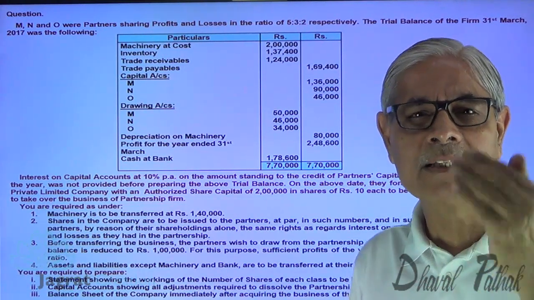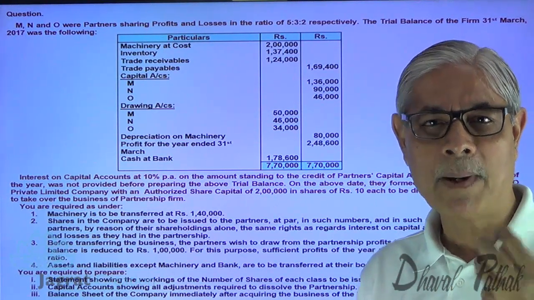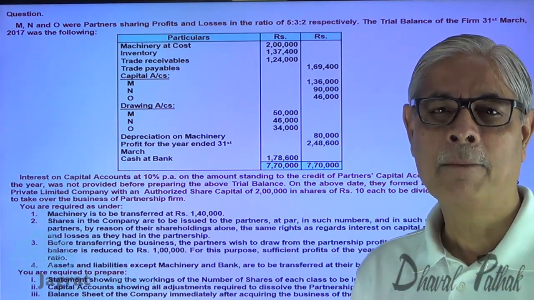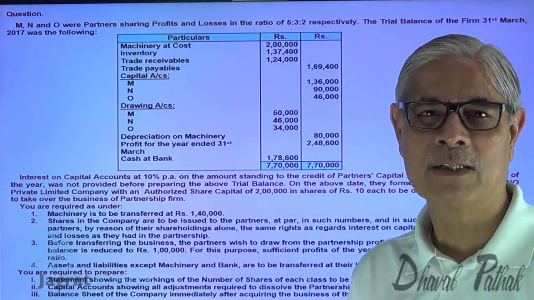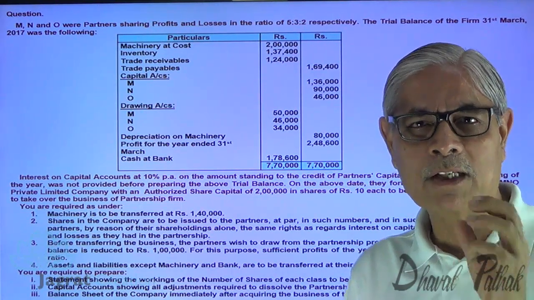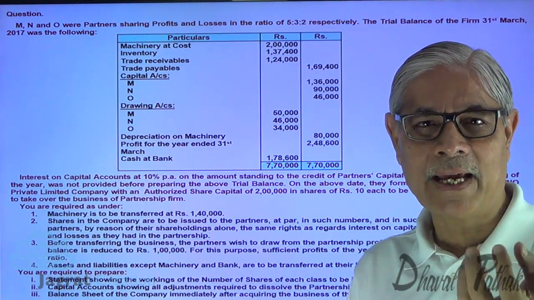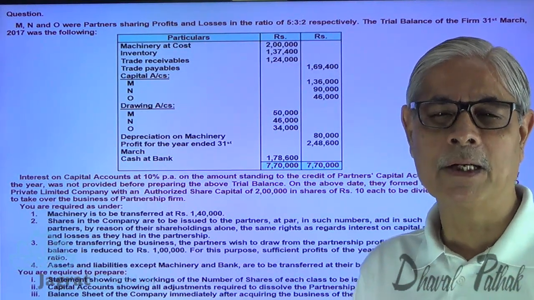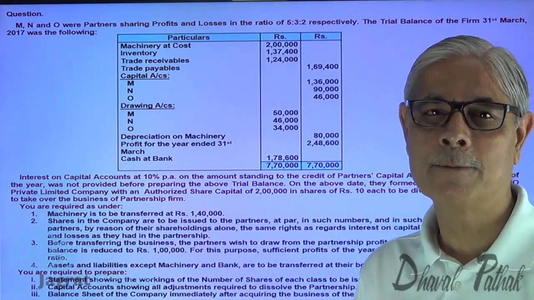Now after conversion, they want to have the same amount of interest. So the partners will be given preference shares, to M equal to 1,36,000, and the rate of preference share dividend will be 10%. So after conversion, M will get 13,600 rupees as preference share dividend, just alike the interest on capital.